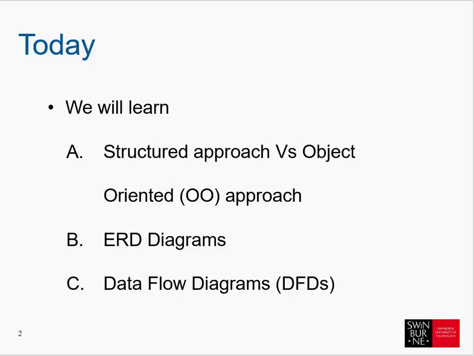So we'll first try to understand the meaning of structured and object-oriented approaches to system analysis. What is the difference between these two? And then we will move to entity relationship diagrams. You know that when you design a new system, we need to model the objects in that particular system. So we use entity relationship diagrams to model these systems.